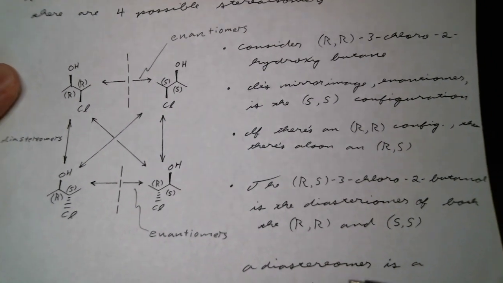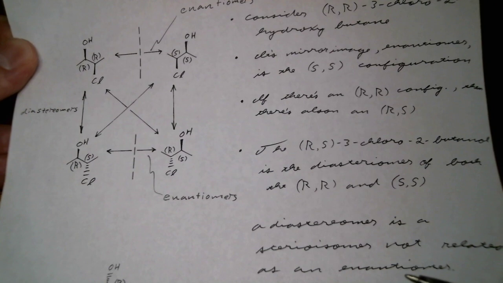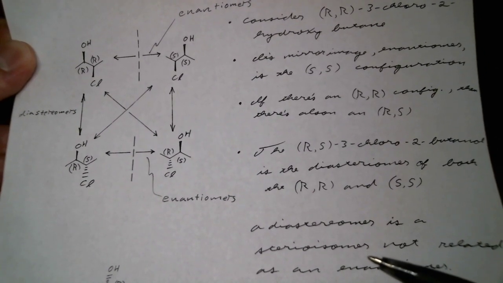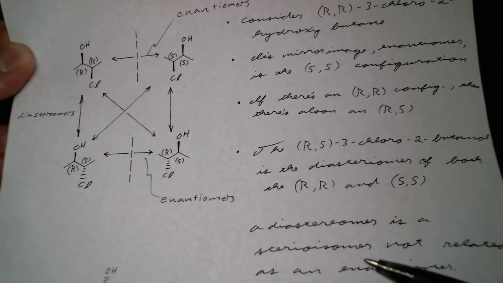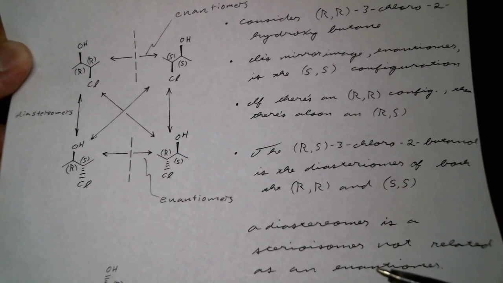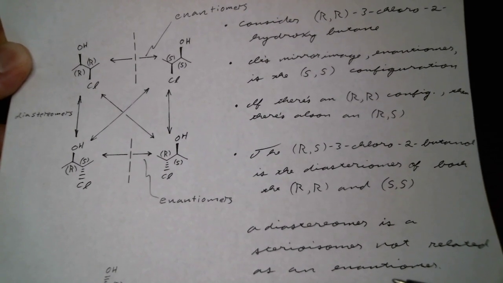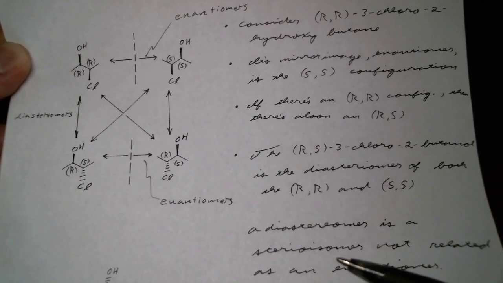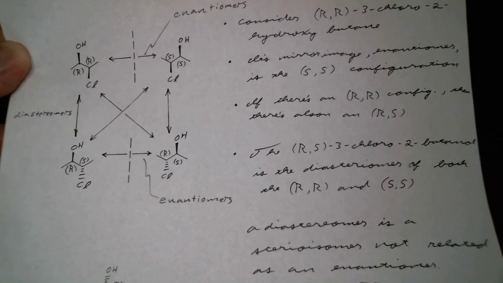So what is a diastereomer? A diastereomer is a stereoisomer not related as an enantiomer. To know the definition of diastereomer, you have to remember the definition of stereoisomer. A stereoisomer is an atom or a molecule whose atoms have the same connectivity. And of course, an enantiomer is a non-superimposable mirror image. So basically a diastereomer is simply a molecule whose atoms have the same connectivity but is not related as a non-superimposable mirror image.